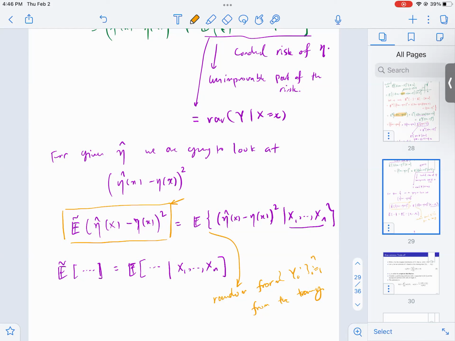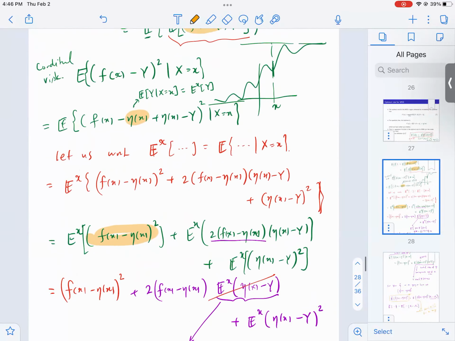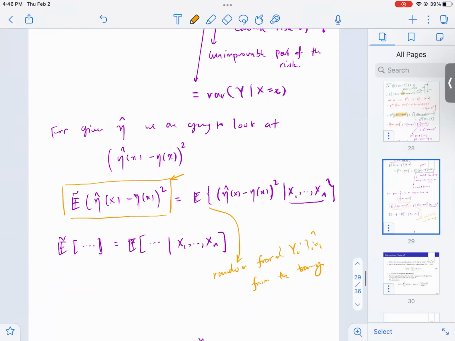You can see it's the mean squared error, but the error is between the regression function and this estimator, and then the expectation is over only part of the training, not all of it. This is the easiest one to analyze. That's why I picked this. But I tried to motivate this. This is related to the conditional risk and so on.